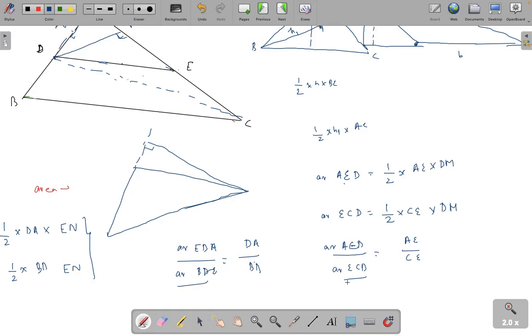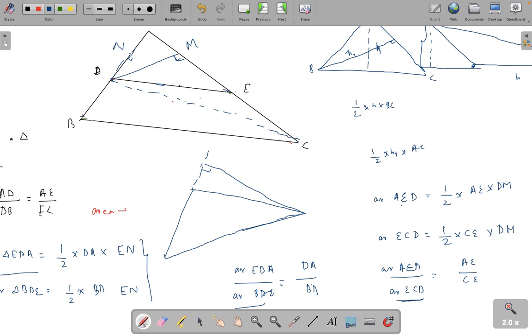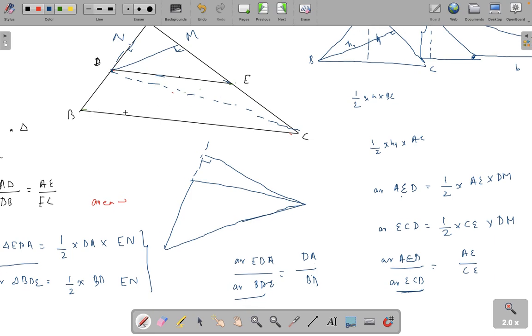And BDE and ECD. So for BDE, you have to again reconstruct this triangle. So this was BDE, right? So BDE and DCE. So these are two triangles. If you notice, they have a common base, both the triangles. One triangle is this, the other triangle is this. They have the common base and they are between the same parallels. So this is one parallel, this is another parallel, right?